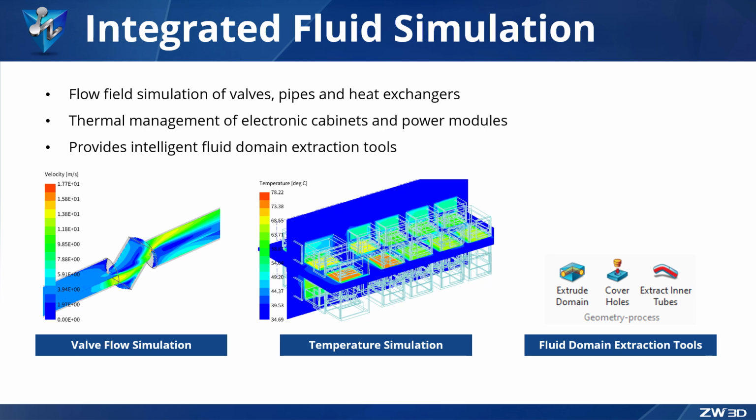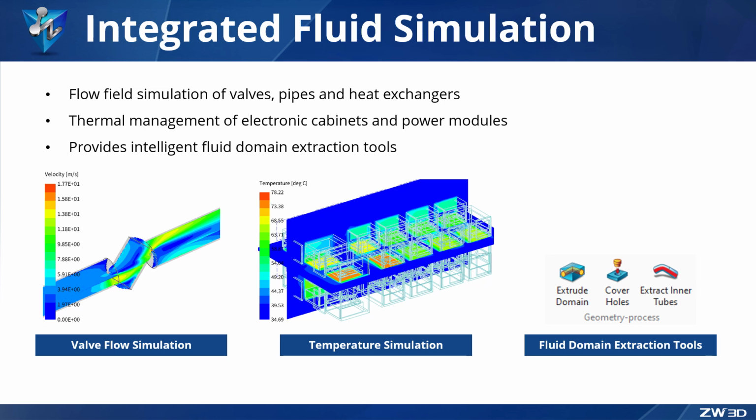This tool meets flow field simulation requirements for products like valves, pipelines, and heat exchangers, guiding structural optimization to reduce flow resistance. It also supports thermal management simulations for electrical cabinets, power modules, and main control chips, aiding in thermal design to meet operational needs. Additionally, it offers an intelligent fluid domain extraction tool to simplify complex fluid domain extraction operations.